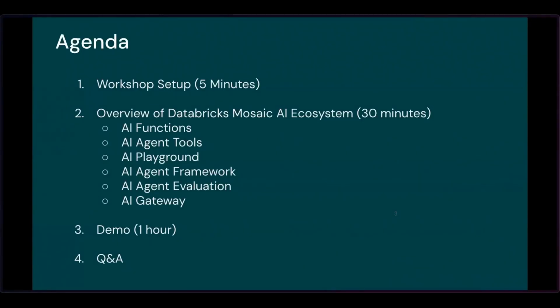So quick survey of those: AI functions, AI agent tools, AI playground, agent framework, evaluation, and gateway, as well as vector search. We'll be talking a little bit about what each of those are and how they're relevant to building a system that's production ready. And then from there, Austin will go into a demo where he shows in code what that actually looks like and how you would develop and then deploy, evaluate, and monitor one of these systems in Databricks. And then we'll leave some time at the end for Q&A.